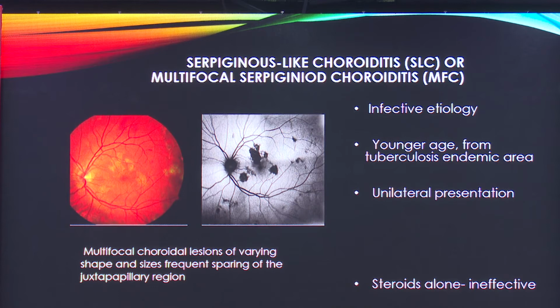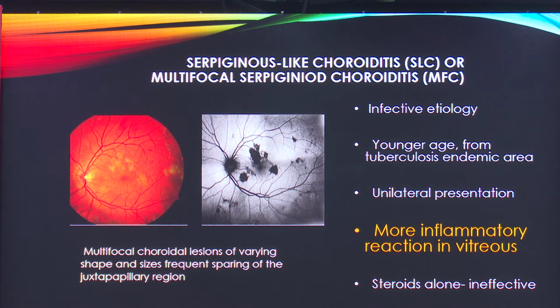Now we come to the infective cause, that is multifocal serpiginoid or serpiginous-like choroiditis. These patients are relatively younger, come from tuberculosis endemic areas, and in these eyes we see unilateral multifocal choroidal lesions of varying sizes and shapes, sparing the juxtapapillary area. Here it is important to look for inflammatory reaction in the vitreous, because not only the location of lesions, but higher inflammatory reaction in the vitreous differentiates it from the autoimmune variety. And also, these lesions show progression and development of new lesions even despite effective corticosteroid therapy.